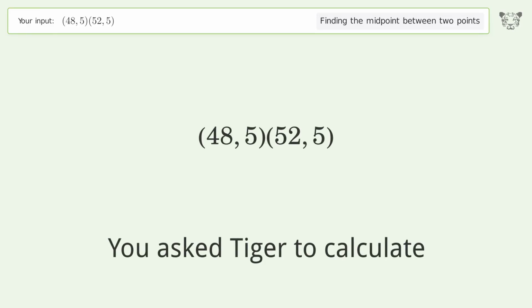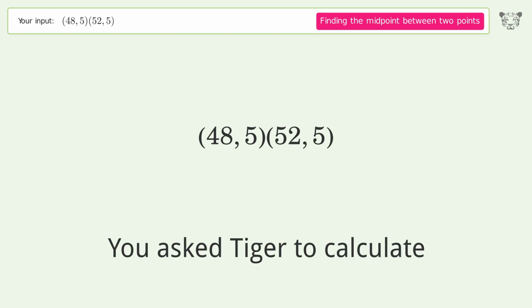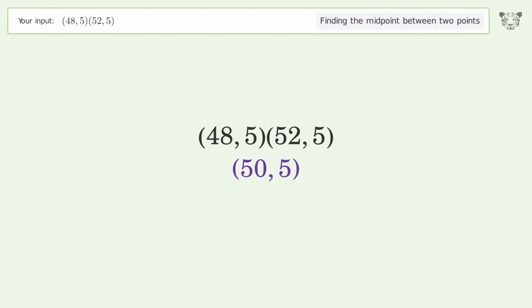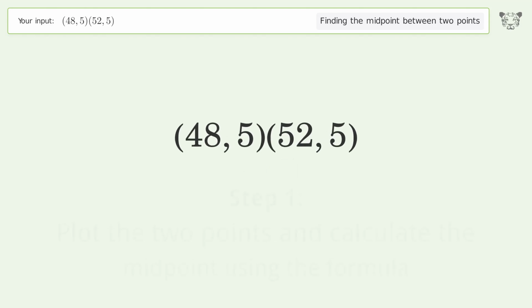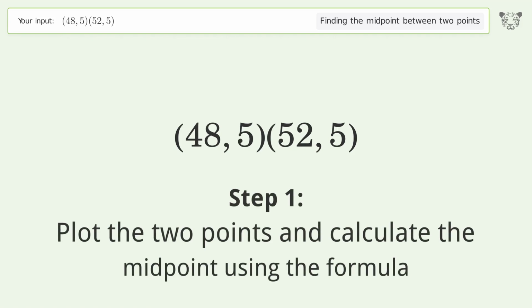You ask Tiger to calculate. This deals with finding the midpoint between 2 points. The midpoint between the 2 points is 50,5. Let's solve it step by step. Plot the 2 points and calculate the midpoint using the formula.